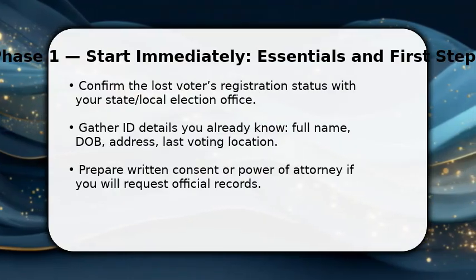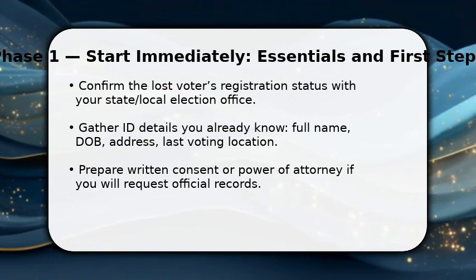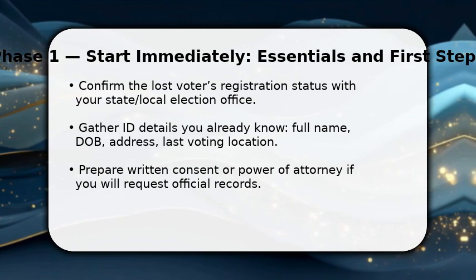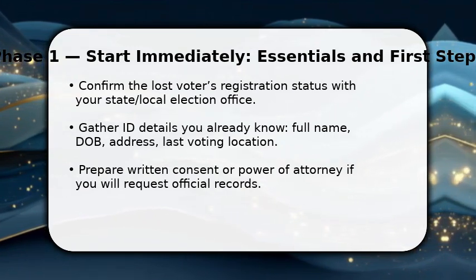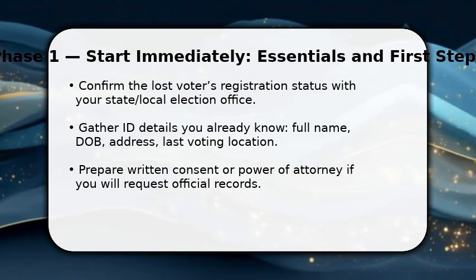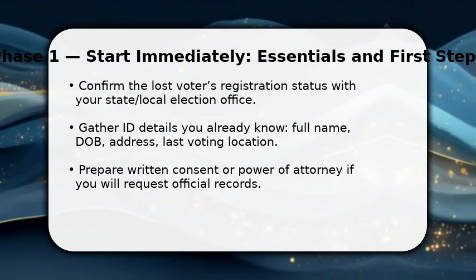You begin by confirming the other voter's registration status. This saves time and avoids dead ends. Once done, collect the missing ID identifying details: full name, date of birth, and current address, because these are the keys election staff will use to search records.